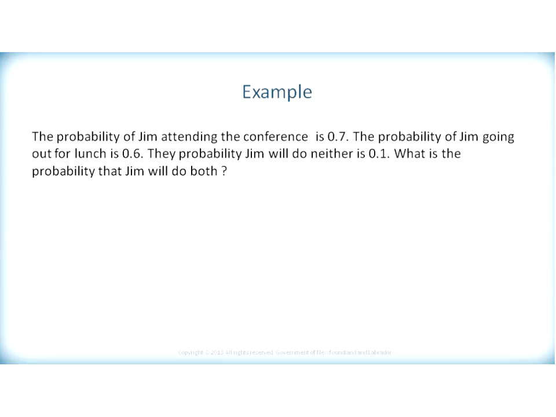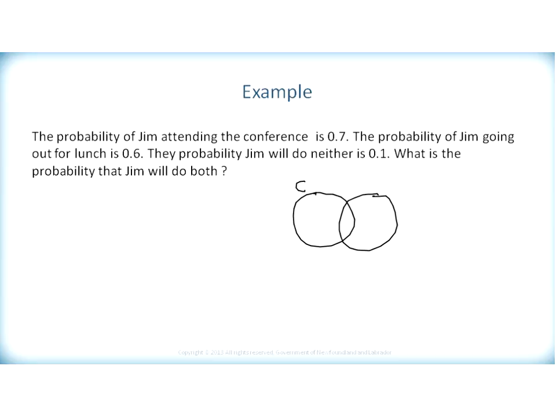The probability of Jim attending the conference is 0.7. The probability of Jim going for lunch is 0.6. The probability that Jim will do neither is 0.1. What is the probability that Jim will do both? Once again, if you would like, you could pause the clip and attempt this question on your own. I will continue with the solution.